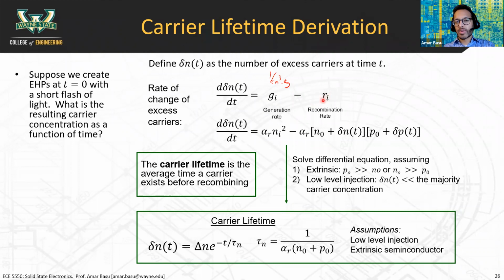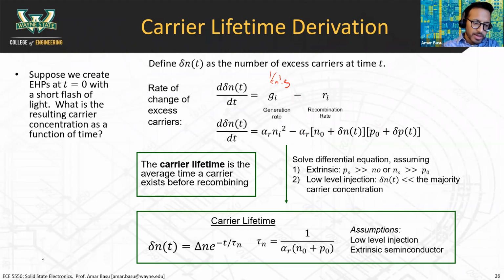Next is the recombination rate. Recombination rate is an equation that we're going to look at here that's probably new to you. But it is equal to alpha r, which is a recombination rate constant, times n0 plus Δn, times p0 plus Δp. Now, I want you to see the intuition behind this. All this is saying is that the more electron concentration we have, the more hole concentration we have, that is going to increase the recombination rate.